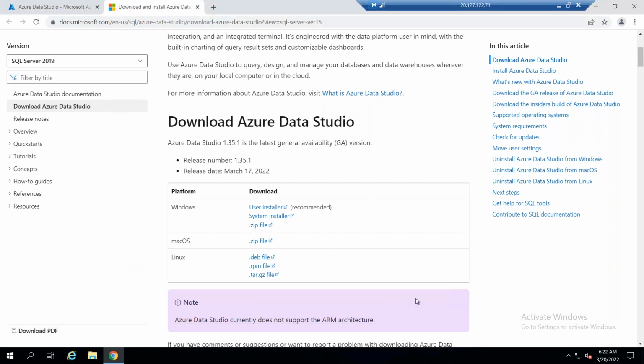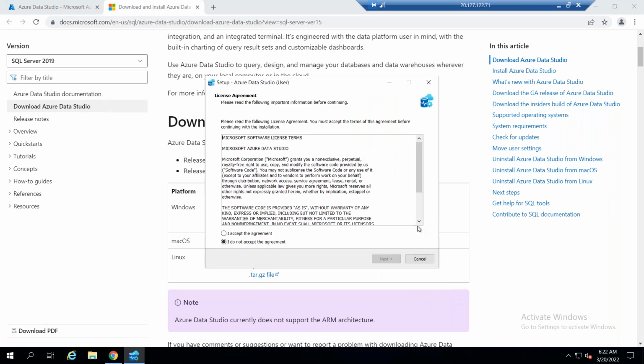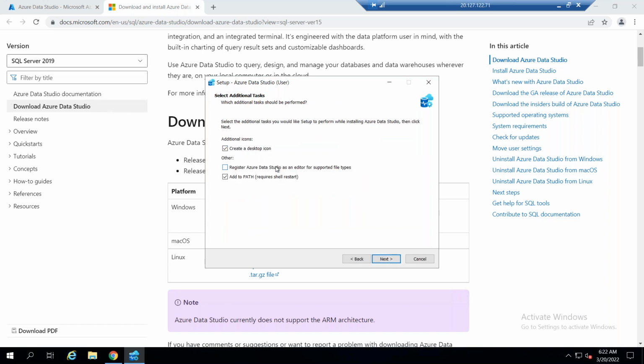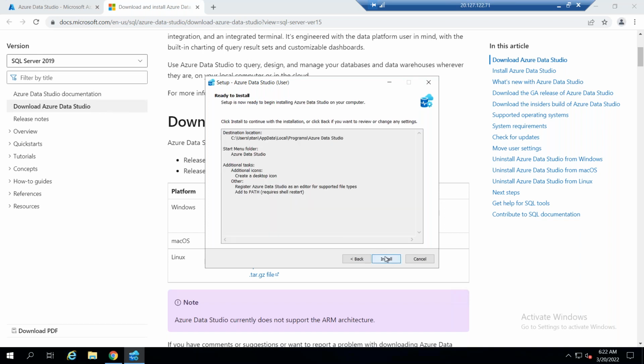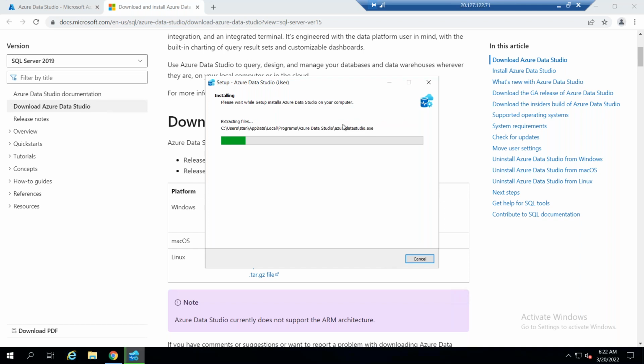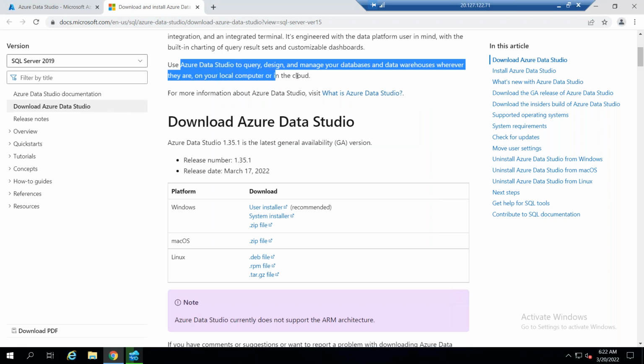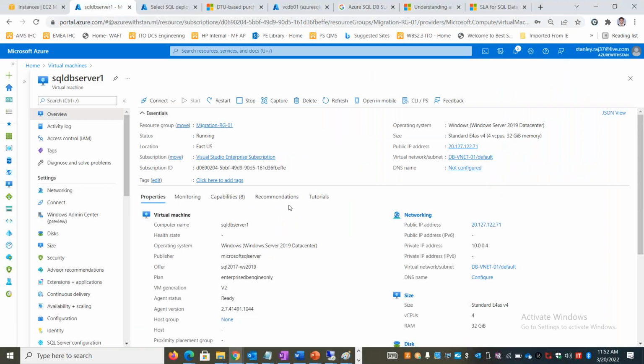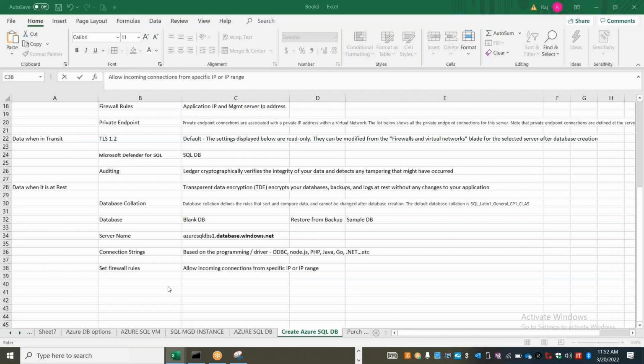This is a very good cross-platform tool. You can use it for connecting. Okay, I accept. You can connect to a database and a data warehouse. That is another important thing. So let's start. Create a desktop icon, register, install. This is the powerful tool. You can manage your on-premises database. You can manage your cloud database. Everything can be managed in one single location using Azure Data Studio.